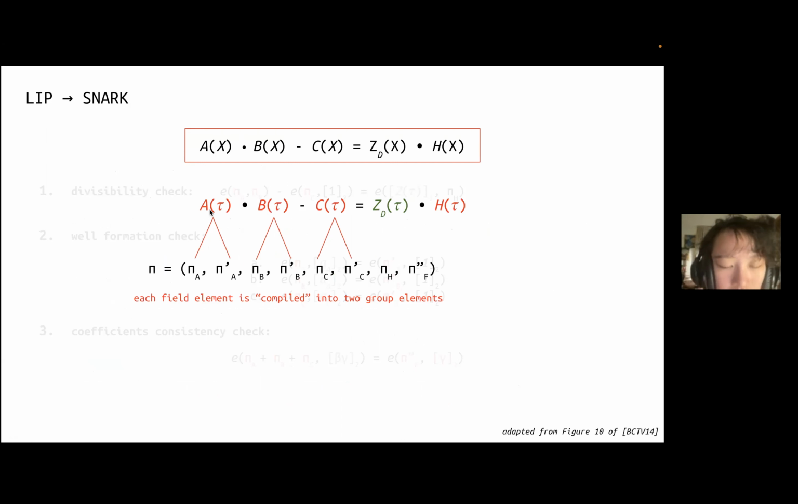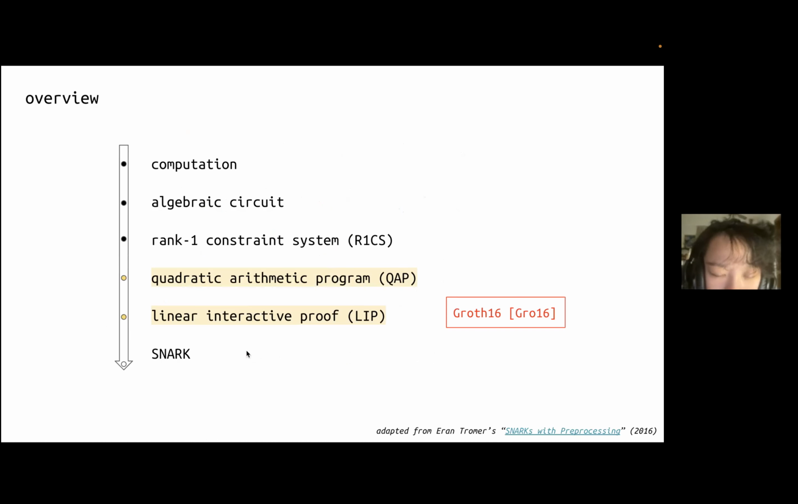So you can think of each field element here, so A evaluated at tau, as being compiled into 2 group elements, pi A and the shift of pi A. And Groth16 makes an improvement in that it compiles each field element to a single group element. So these shifts are not included in the Groth16 proof, and these 2 extra elements are also not included. Groth16 doesn't even have this 4th field element. It has just 3 field elements, A, B, C, each compiled into 1 group element, pi A, pi B, pi C. So that was Pinocchio. And now we're going to go into Groth16.